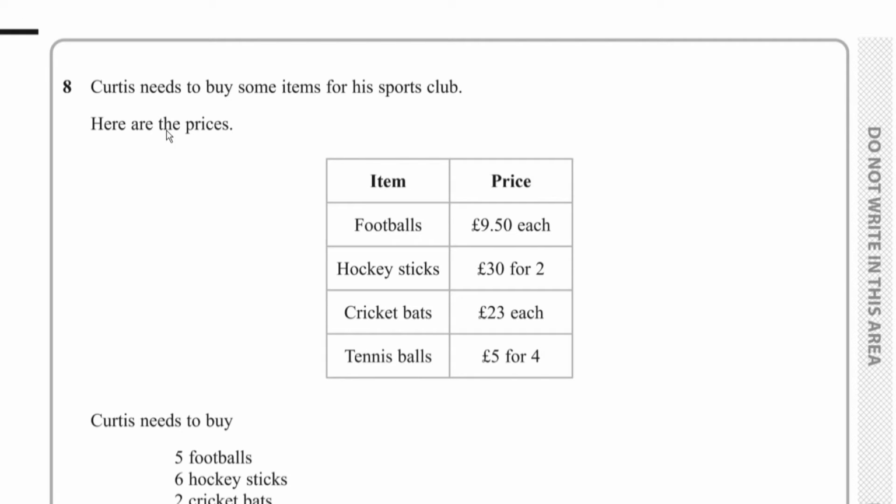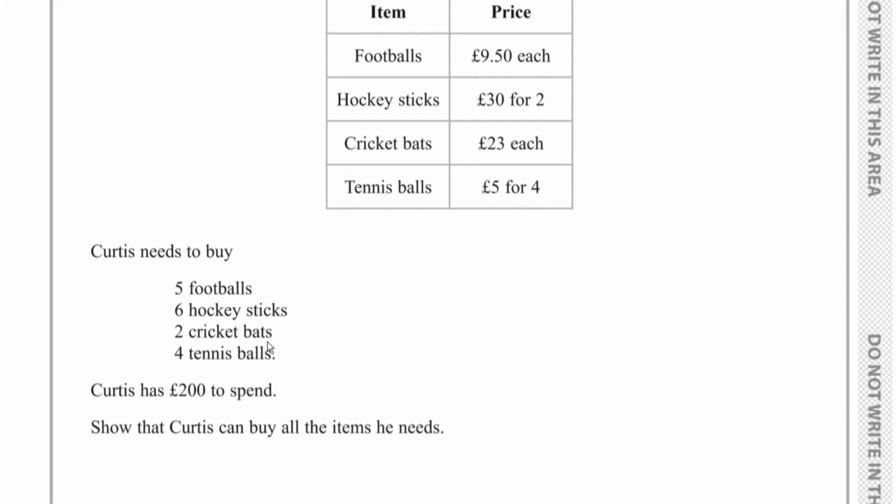Question number 8. Curtis needs to buy some items for his sports club. Here are the prices. Footballs, £9.50 each. Hockey sticks, £30 for 2. Cricket bats, £23 each. Tennis balls, £5 for 4. Curtis needs to buy 5 footballs, 6 hockey sticks, 2 cricket bats, 4 tennis balls. Curtis has £200 to spend. Show that Curtis can buy all the items he needs.